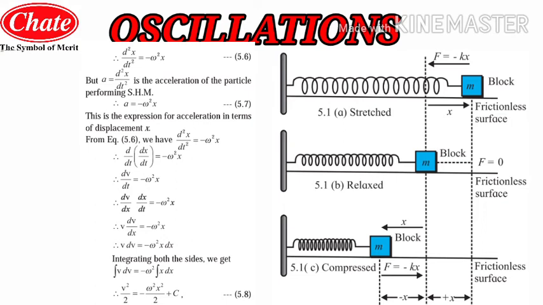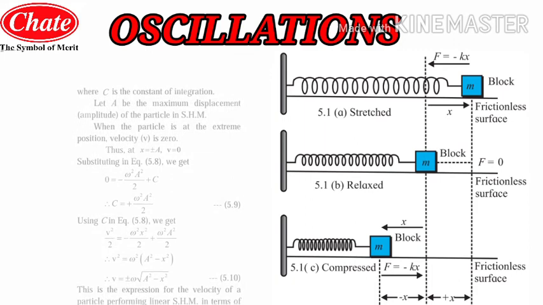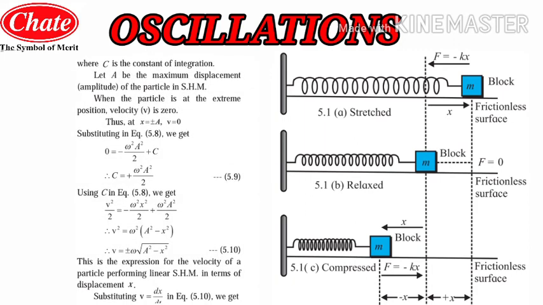Now we know that if we integrate v dv, it will be v square by 2, which will be equal to minus omega square into x dx. The integration of x dx will be x square by 2 plus c. So students, c is the constant here, and it is the constant of integration.